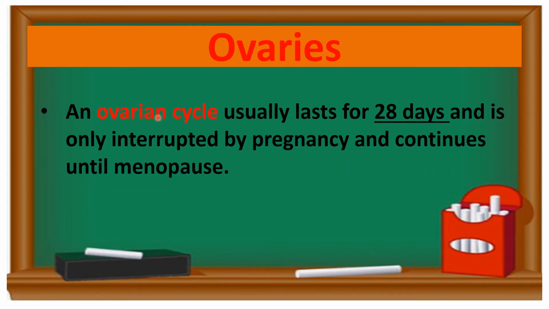Okay, so what is an ovarian cycle? An ovarian cycle usually lasts for 28 days and is only interrupted by pregnancy, and it continues until menopause. The cycle of producing the egg cells of the ovary usually lasts for 28 days, and it is only stopped during pregnancy, but it continues until your menopausal stage.